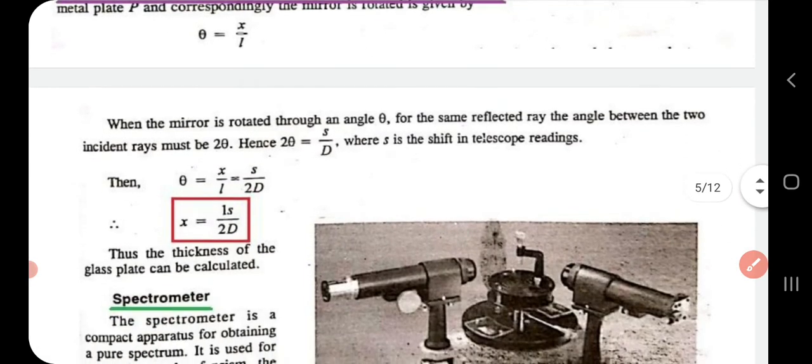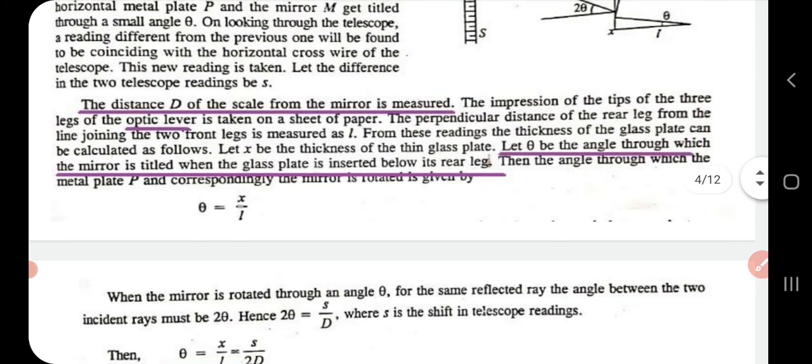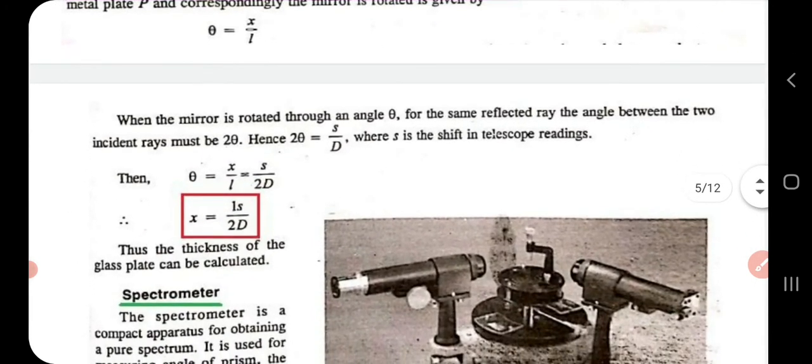When the mirror is rotated through an angle theta, the angle between the two reflected rays must be 2 theta. Therefore, 2 theta is given by the shift S divided by the distance of the scale from the mirror, which is capital D.